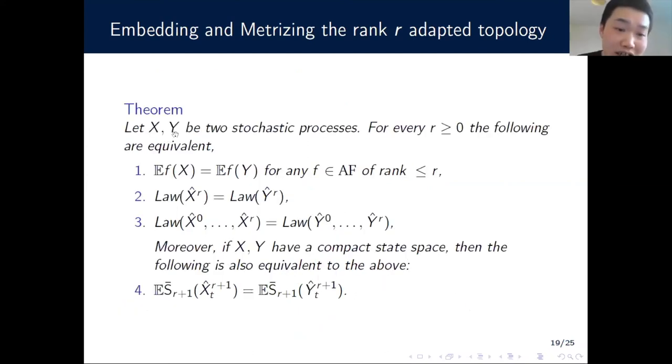Theorem. Let X and Y be two adapted processes. Then for every non-negative integer R, the following are equivalent. They have the same adapted distribution up to rank R, if and only if the law of the rank R prediction process of X is equal to the law of the rank R prediction process of Y, if and only if they have the same joint law of the first prediction processes up to rank R. Moreover, if they take values in a compact state space, then all of the above is equivalent to this relation: they have the same rank R plus one expected signature. This means that a higher rank expected signature map is a feature map for characterizing the adapted distribution of any rank.